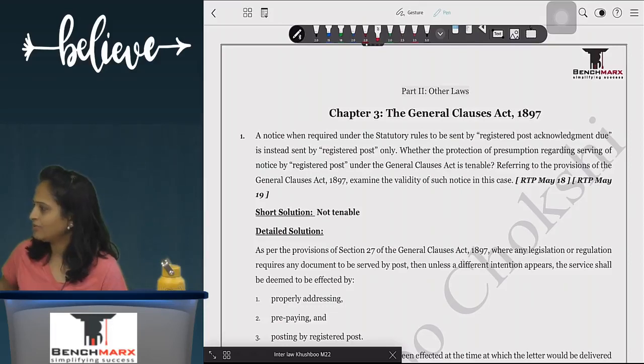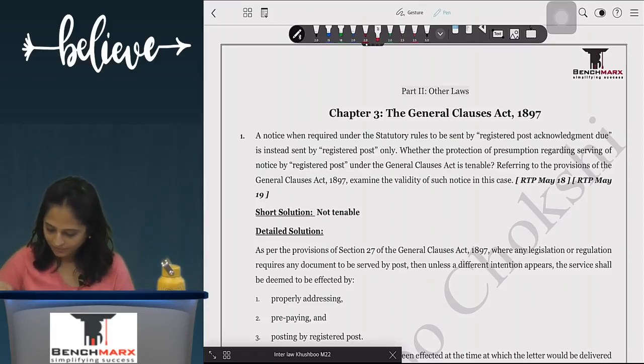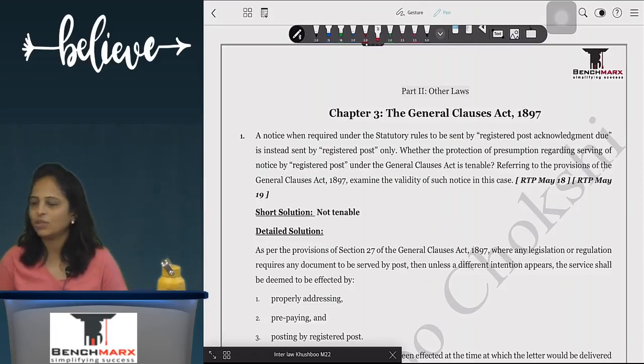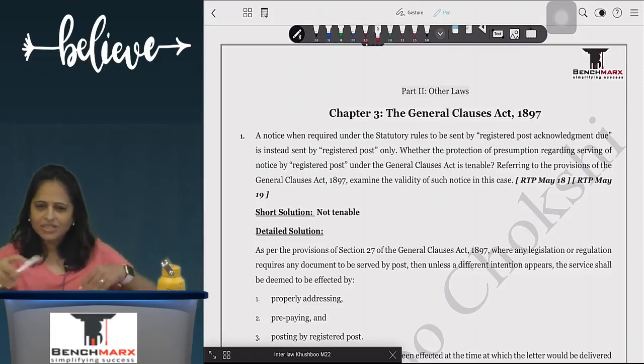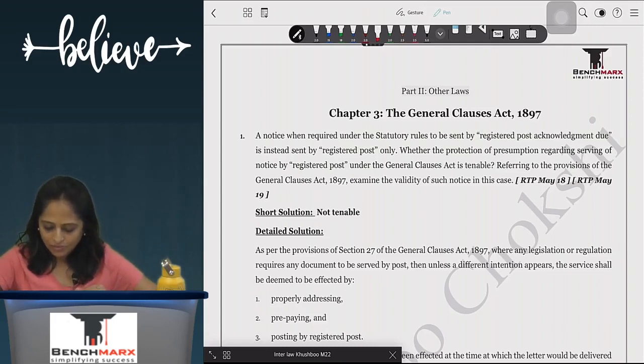We'll move ahead. First we'll discuss MTP RTP, the consolidated MTP RTP. We'll discuss the questions, quickly answer them and move forward. You'll get an idea of what kind of questions are asked in the examination.